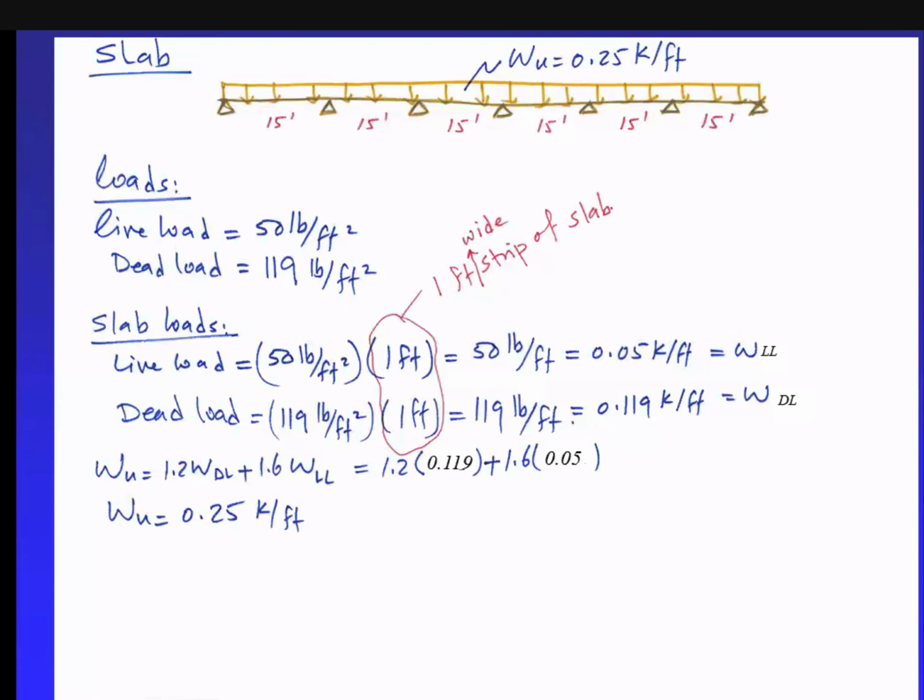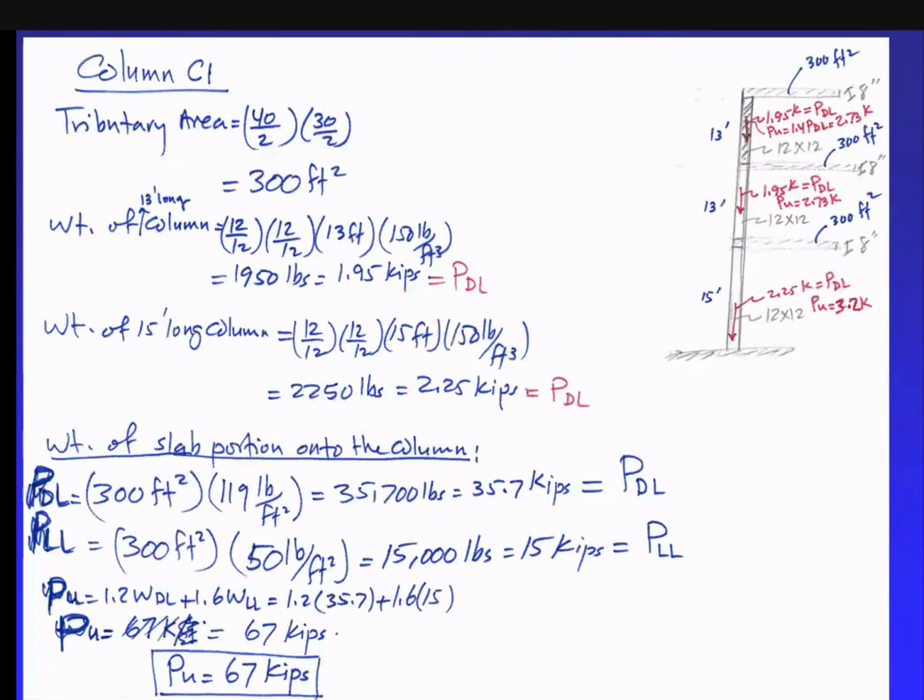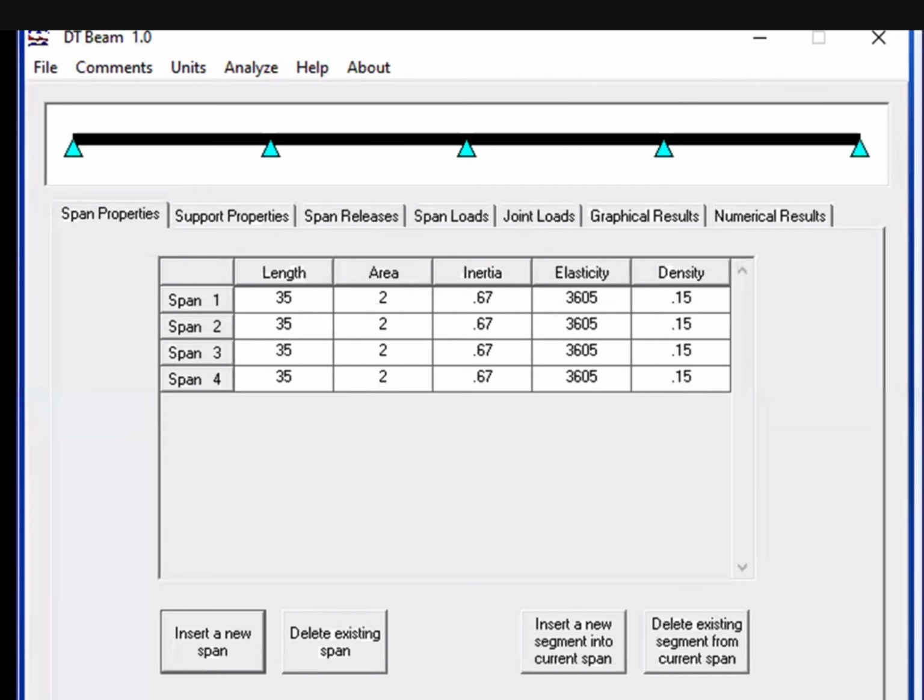Let's go back to that. So we said the length is 15, the area is 7 times 12 divided by 144. The inertia is bh cubed over 12 in feet to the power 4. Again, how do I know the units? Look at the bottom. Inertia, feet to the power 4. Area, feet to the power 2. Length in feet. Okay?